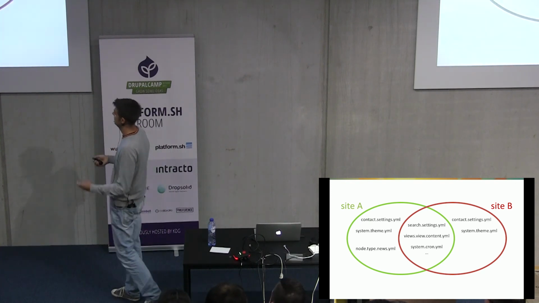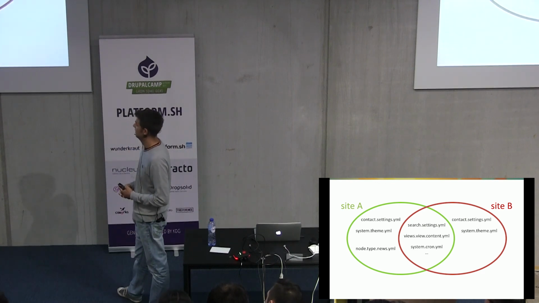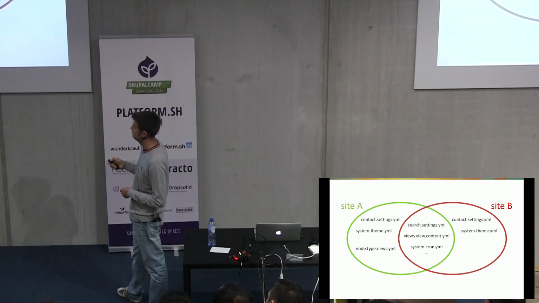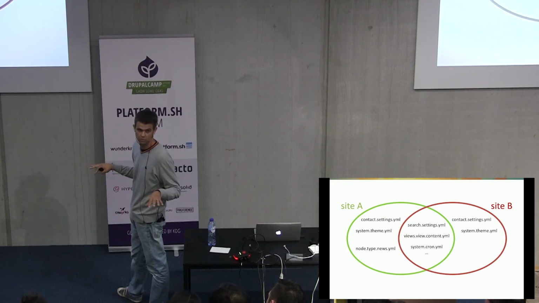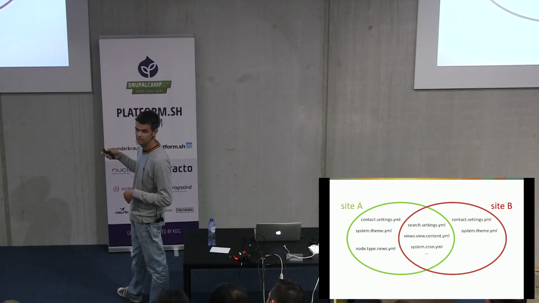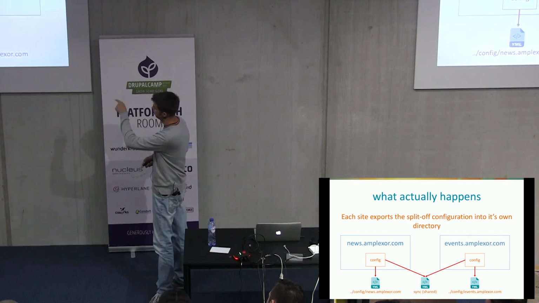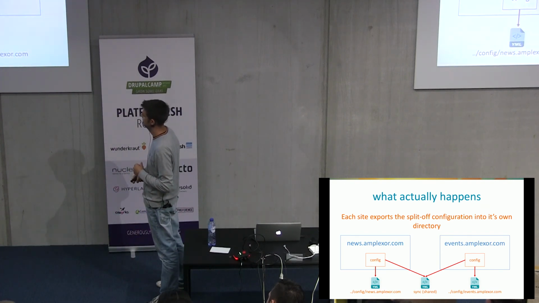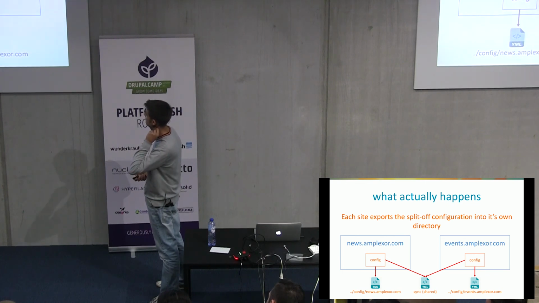For example, let's say you want the same search settings, the same settings for the content view, the same cron settings. Those are all in the sync directory, and you do not do anything with them. You don't include them in your split directory. Let's say you want different settings for the contact form for site A compared to site B. You put that in the split. You want a different theme for site A compared to site B, you put it in the split. And for example, if you want on site A a content type news, which you don't want on site B, just put it in the split and it will work out fine. So this is another schema of how that looks.